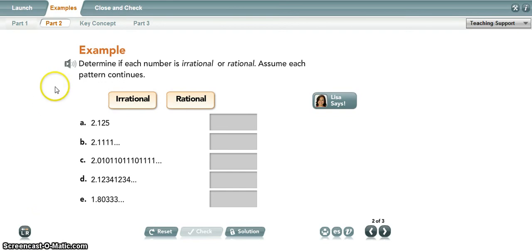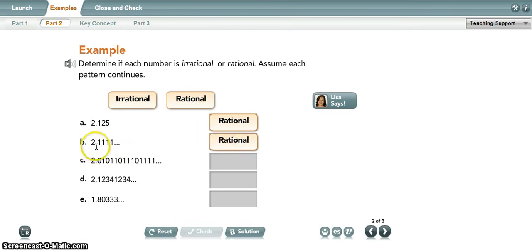Alright, let's go ahead and take a look at this example. Determine if each number is irrational or rational. Assume each pattern continues. Okay, so 2 and 125 thousandths. Notice there's no dot dot dot at the end, so it does terminate or stop, and we remember from the other day terminating decimals are rational. Look at example B. Notice that the 1 keeps repeating on and on and on forever. We also talked about rational numbers also being repeating decimals.